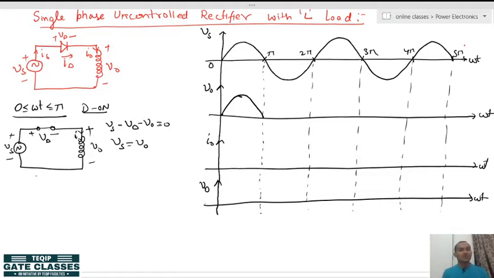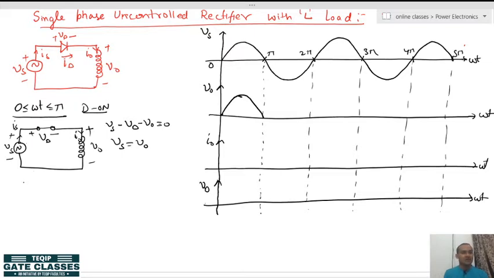So, when we talk about the behavior of the inductor, we have to calculate the load current. Here the source current is there. Obviously the source current, diode current, and inductor load current are all the same. Now, if you write the circuit equations here, what will you get?